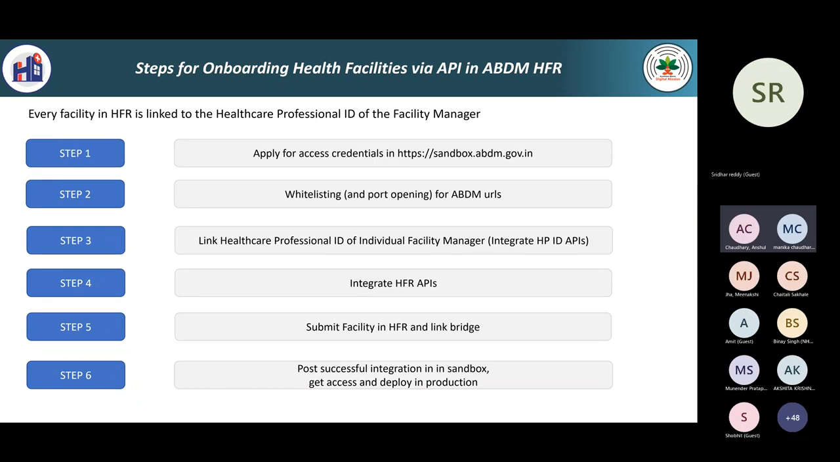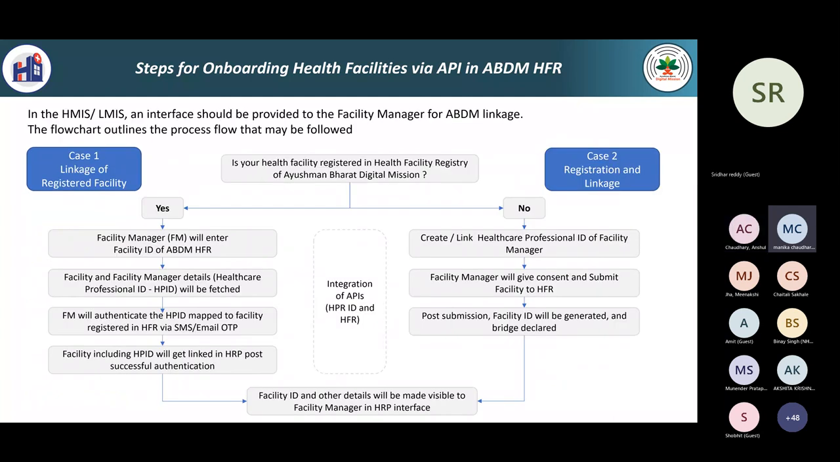All this needs to be done and tested in the sandbox environment first. The sandbox environment for facilities is facility.sbx.abdm.gov.in. Once you have successfully tested and received clearance, you can deploy to production. Till now, the APIs that had been released were limited, as they did not include all the parameters available in the Health Facility Registry. The APIs we have now released will cover each and every attribute available in HFR as of now.